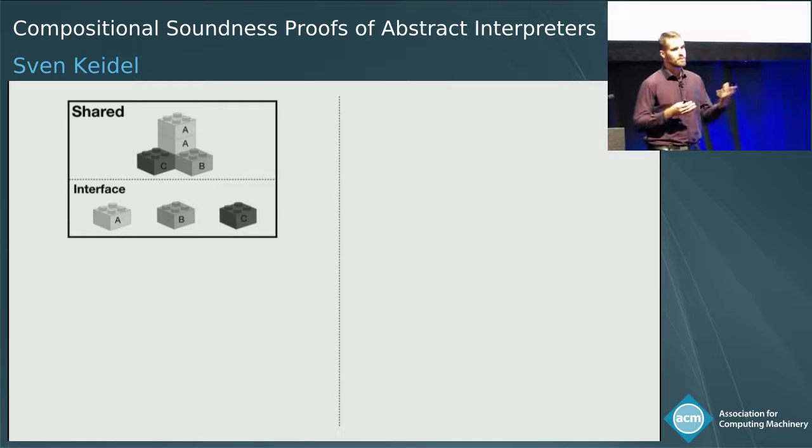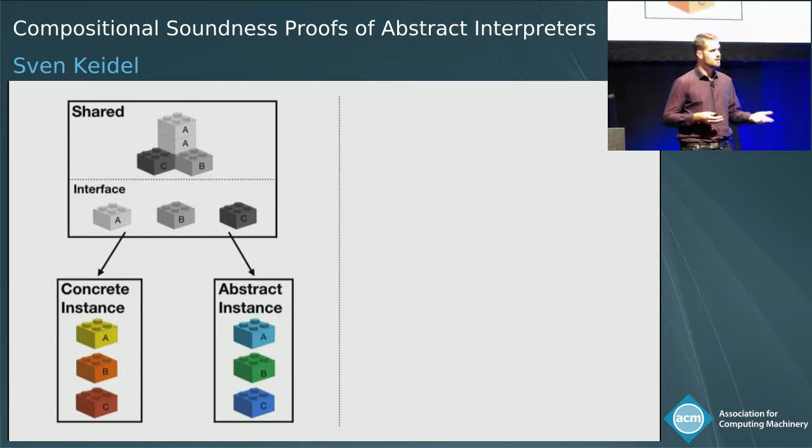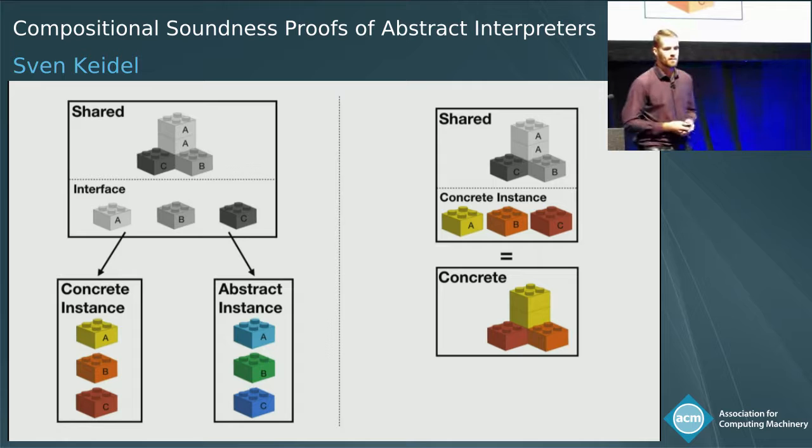And the types of these language primitive operations are captured by some kind of interface. We can then instantiate this interface with two different instances, one concrete instance and one abstract instance. And when we then instantiate the shared interpreter with, for example, the concrete instance, we end up with the concrete interpreter that we are interested in.